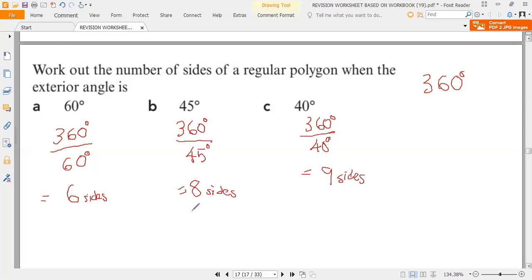9-sided polygon. If the question in the exam asks for the name of the polygon, not only the number of sides, you have to mention 6 sides is a hexagon, 8 sides is an octagon, 9 sides is a nonagon. Remember the names as well.